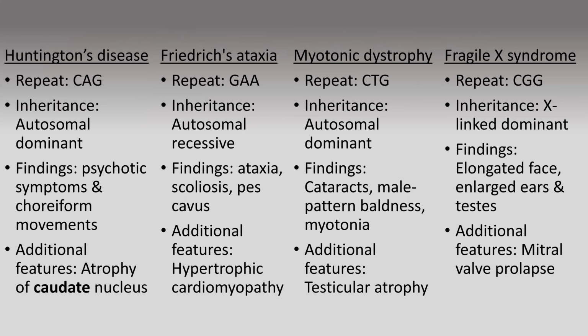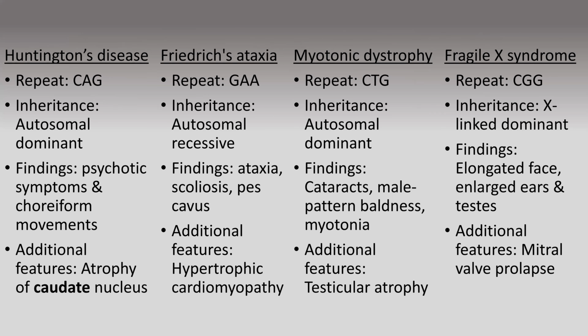So let's advance to the repeats themselves. We have Huntington's disease, Friedreich's ataxia, myotonic dystrophy, and Fragile X syndrome. We won't go through everything in these disorders, but we'll go through the high yield and the basic ways you want to be able to differentiate. The repeats I have listed there are sort of memorization. You can come up with different tricks to keep those in mind.